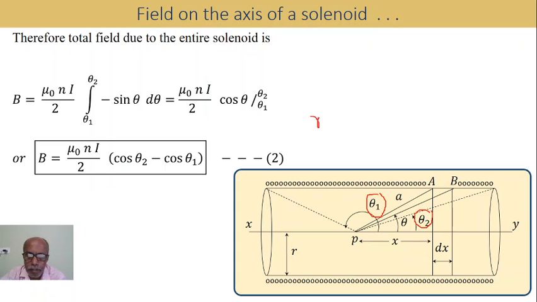Remember, n is equal to N by L, as small n is the number of turns per unit length. Therefore, small n is equal to capital N by L, where N represents the total number of turns and L represents the length of the solenoid.